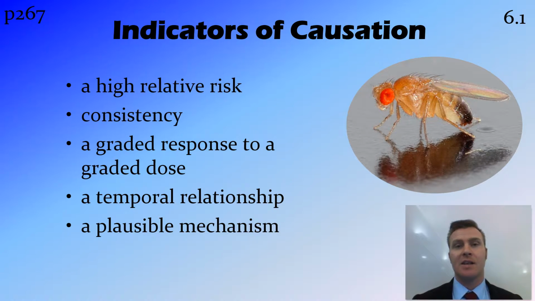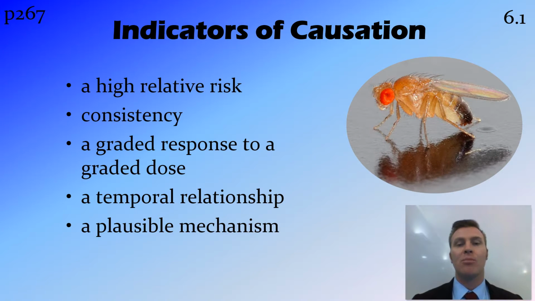We also have consistency, that the exposure to radiation consistently produces mutations. An interesting one here is a graded response to a graded dose. And what that means is that the more exposure you have to the dose, so for example the radiation, the more likely it's going to be that a mutation is going to occur. So what you could do here is expose the fruit fly to different levels of radiation, and you should see that as you increase the level of radiation, the level of mutations also increases.